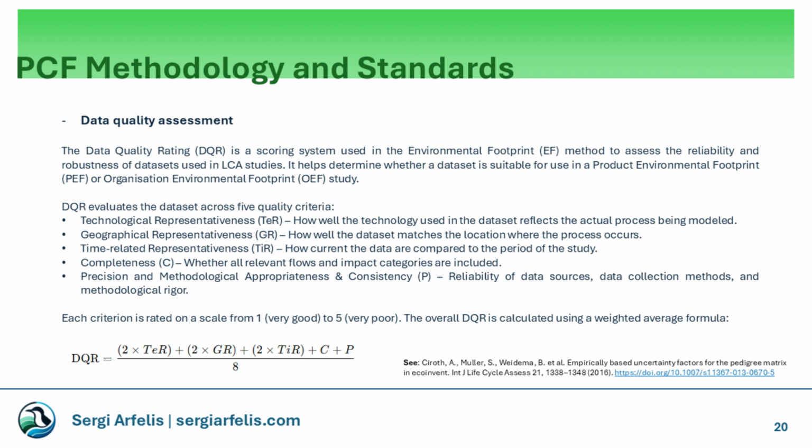What is Data Quality Rating, or DQR? The DQR is a scoring system used in the environmental footprint method to assess how reliable and robust your datasets are in a product carbon footprint or life cycle assessment study. It helps you determine if your data is suitable for use in a product environmental footprint calculation. DQR evaluates each data source you are using across 5 key criteria.